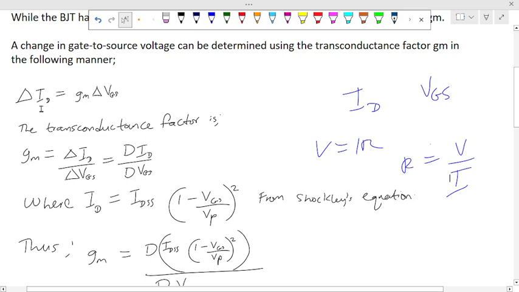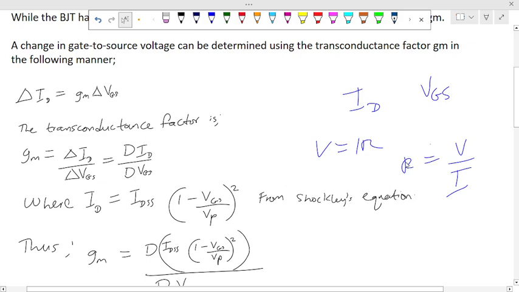But in this case now we are saying that the change in drain current can be determined using the transconductance factor gm in the following manner. The change in the drain current equals the transconductance factor multiplied by the change in gate to source voltage. And when you make transconductance the subject of the formula, you have change in current over change in voltage. So you have current over voltage.